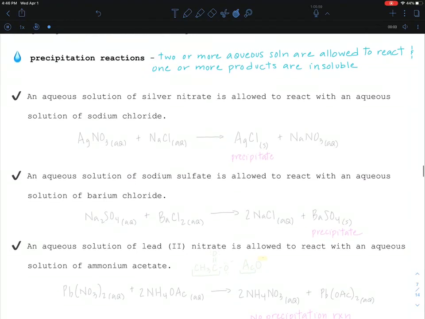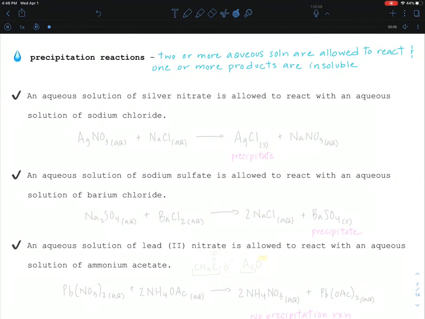So this is the spot where the recording got a little weird for the last lecture. So I'm going to just pick up and kind of start over right here with the precipitation reactions.